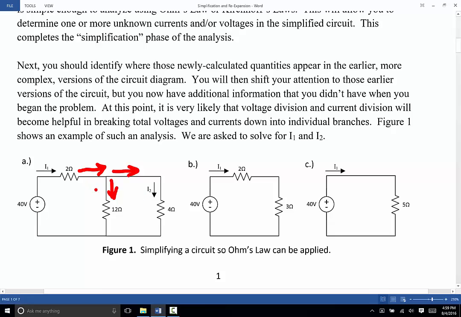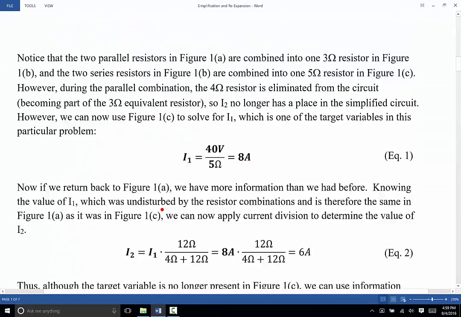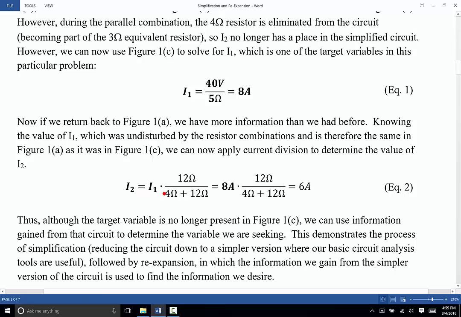So I2 is going to be the total current multiplied by the ratio of the other resistor, 12 ohms, divided by the sum of the two resistors, 12 ohms plus 4 ohms, and that's going to give me I2. So if I scroll down here to equation 2, you can see that I have I1 times 12 over 4 plus 12. 8 times 12 over 4 plus 12 gives me 6 amps. So I've now found the two variables that I was asked to find. I1 is 8 amps, I2 is 6 amps, and the problem is done.